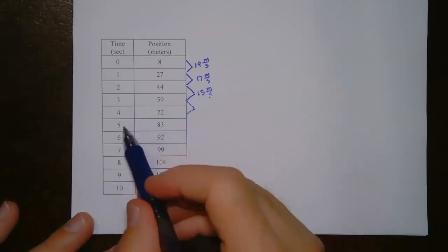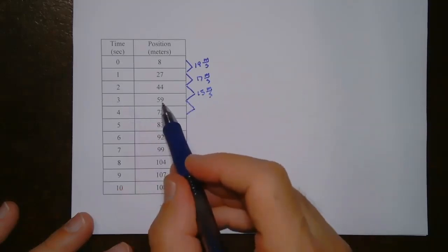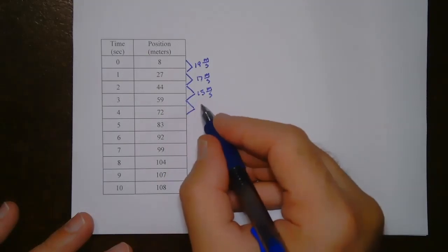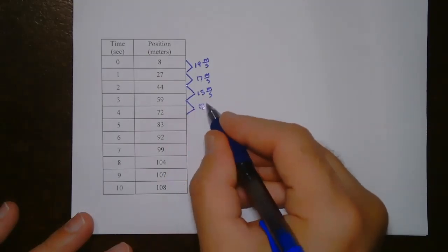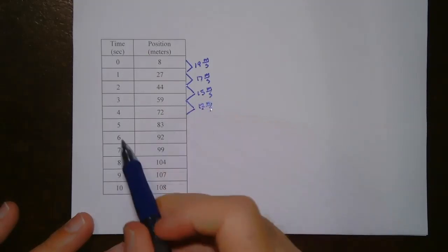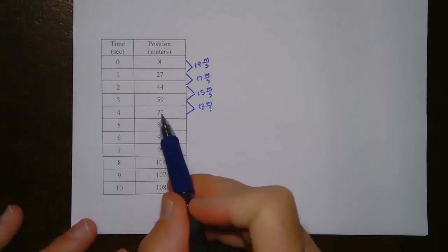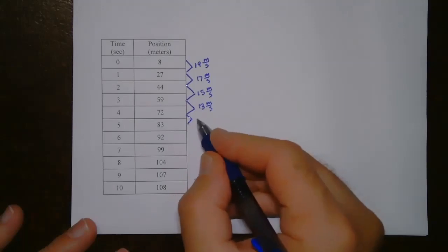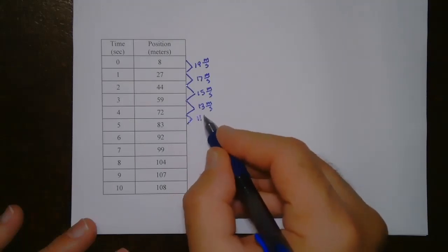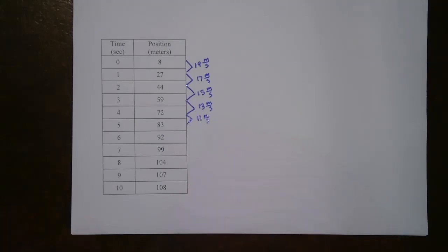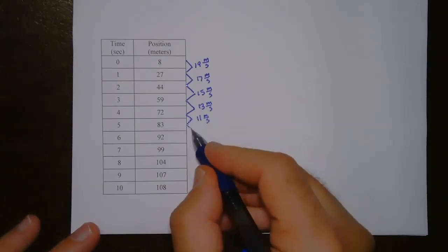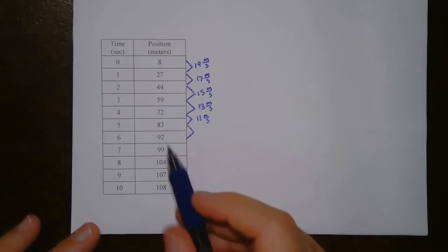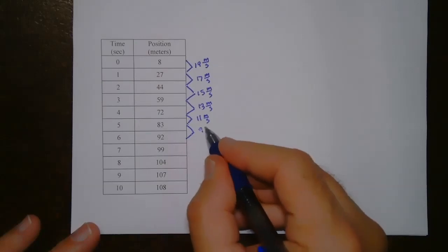And then from 3 to 4 seconds, we went from 59 to 72. That's an increase of 13 meters per second. And then from 4 to 5, we went from 72 meters to 83 meters. So that would mean we went up 11 meters per second. And then 83 to 92, that means we went up 9 meters per second.